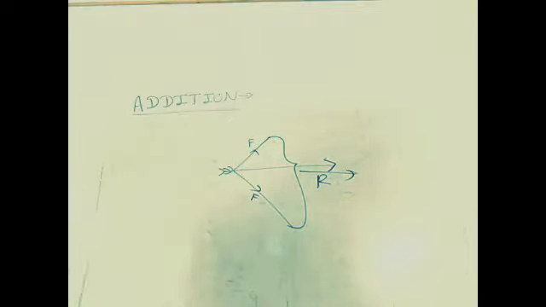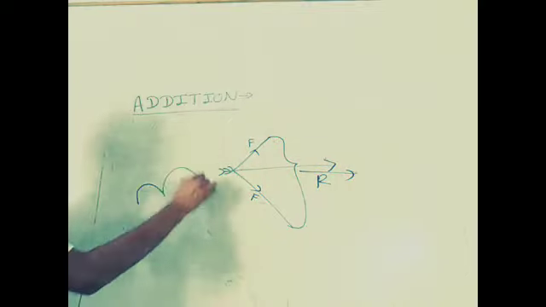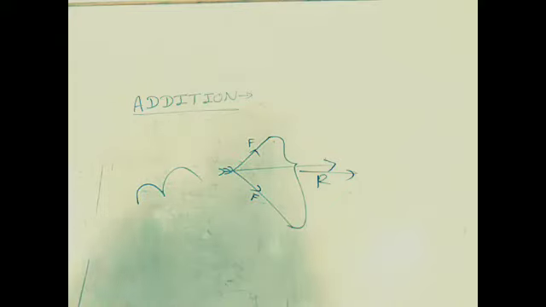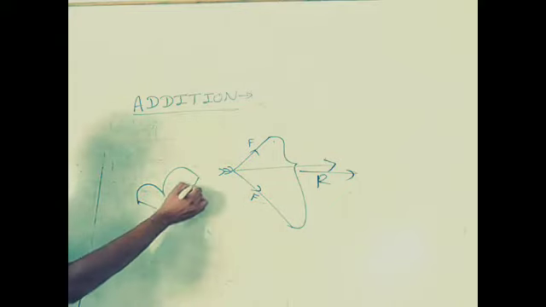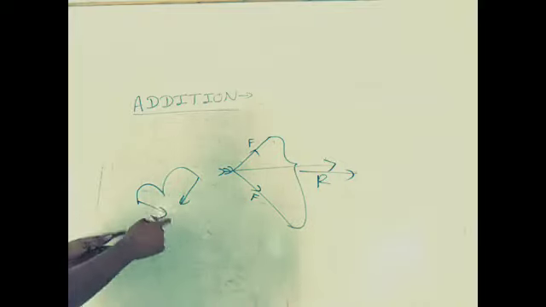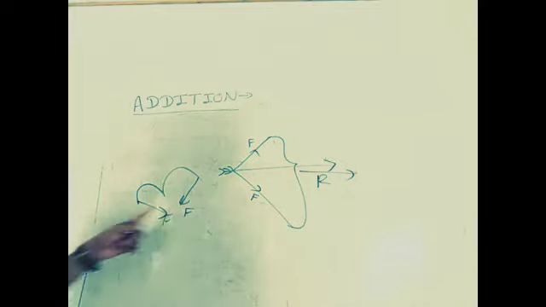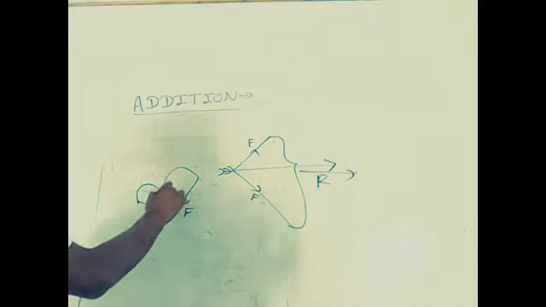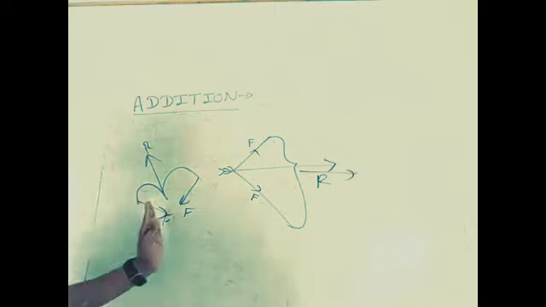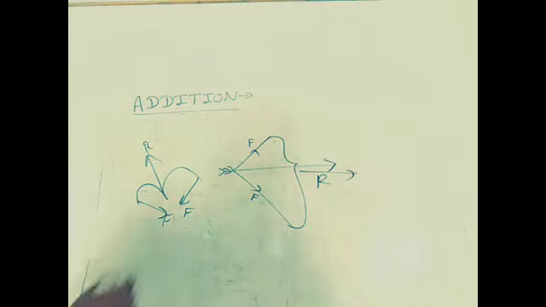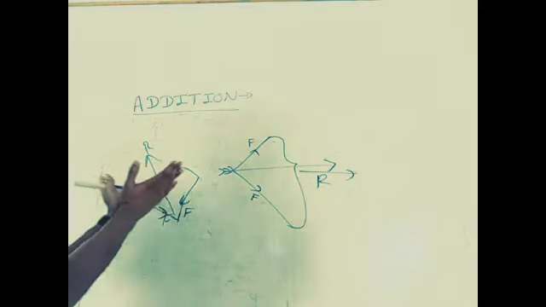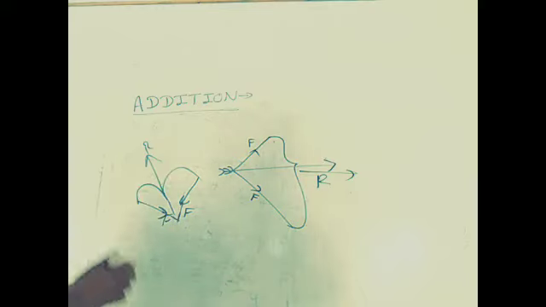Another example: when a bird is flying, you can see it applies force with its wings in the downward direction, and the wings lift it up. The resultant is in the upward direction. What you are observing here is that two forces are in different directions, but their resultant is between them.